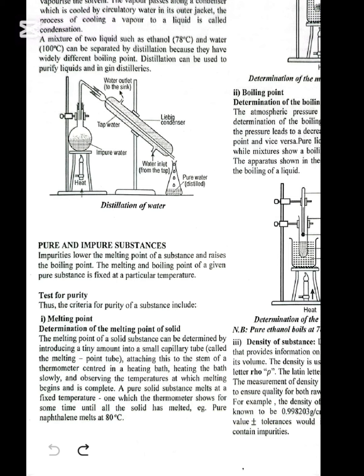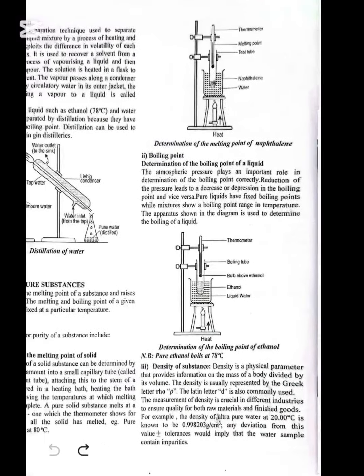So impurity normally will lower the melting point, whereas impurity will increase the boiling point. It plays a very key role. Let's take water for example. Water has a boiling point of 100 degrees Celsius. Anytime you are heating it and use your thermometer to test it, and the water did not boil at 100 degrees Celsius, it boils above that, it means the water contains impurity.